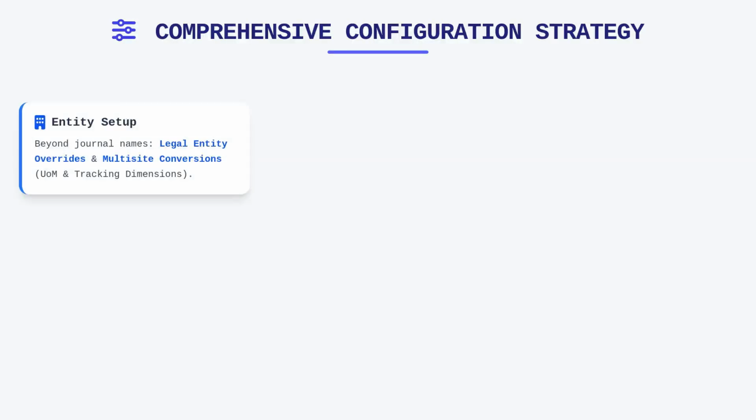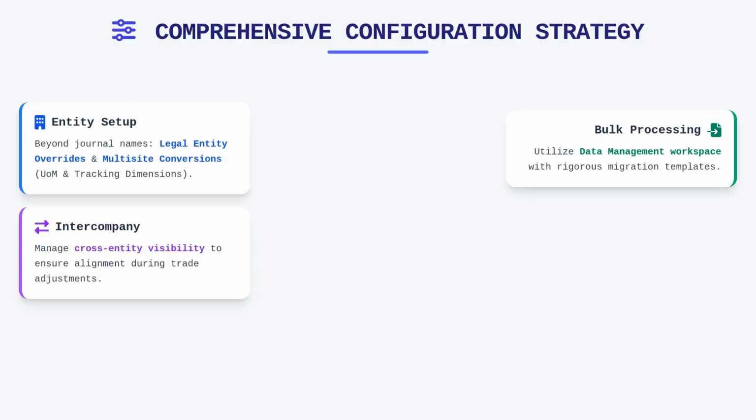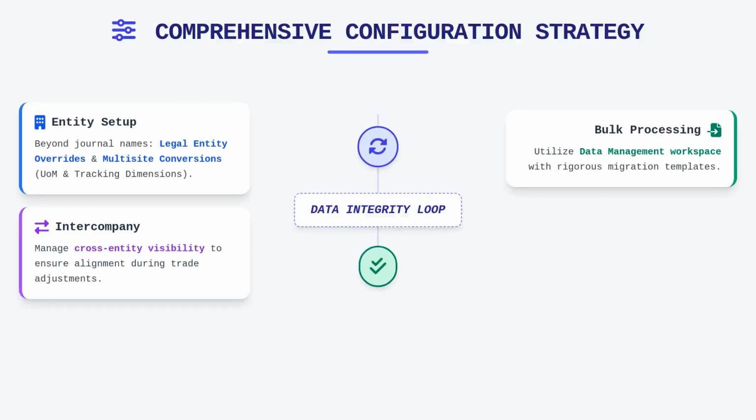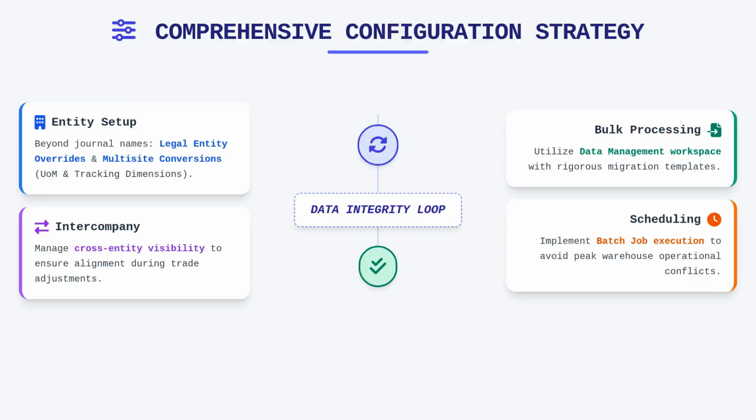Configuration mandates a comprehensive approach that extends far beyond the journal name setup to include legal entity overrides and batch processing. When dealing with multi-site deployments, you must account for specific unit of measure conversions and tracking dimension requirements that might vary by legal entity. It is common to utilize the data management workspace to import bulk adjustments, which requires well-defined data entity migration templates to protect data integrity. Your administrators should also implement batch job execution schedules for non-urgent adjustments, ensuring that resource-heavy postings do not conflict with peak operational hours in the warehouse.